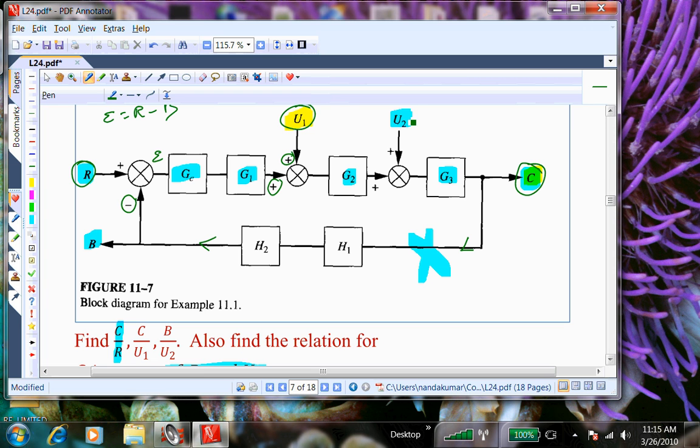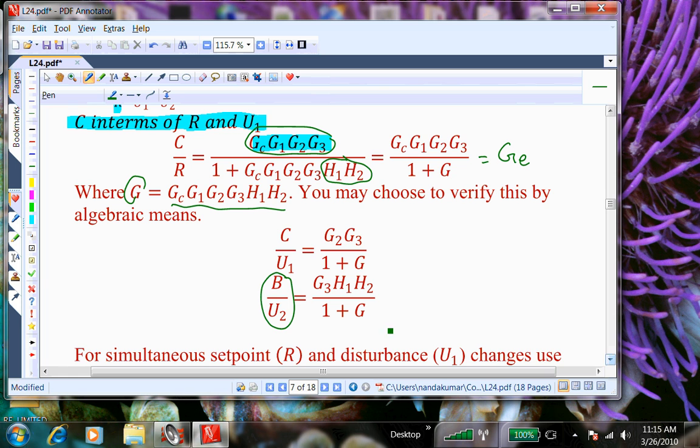So you start at the input, in this case U2 is the input, and follow the path to the output, which is B in this case, and the signal is going this way. So it is G3, H1, H2. So that is a forward open loop product of all those. And in the denominator, it's the complete loop once again. Okay, so there is 1 plus G in the denominator. Is that clear, the rule?